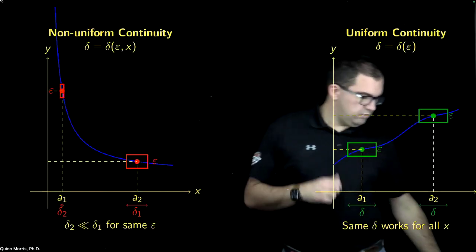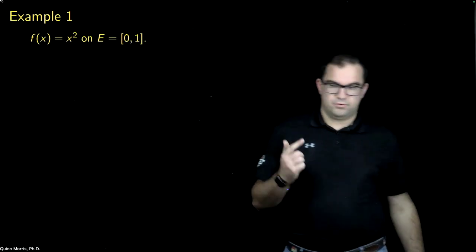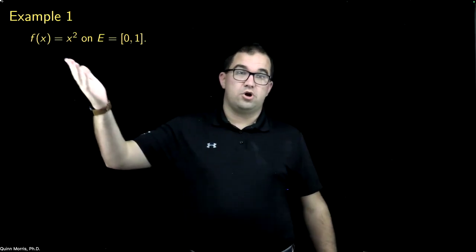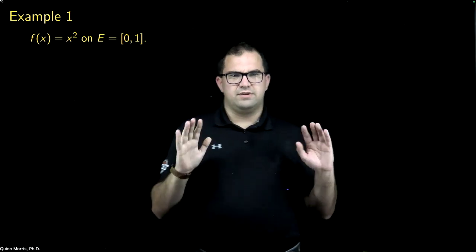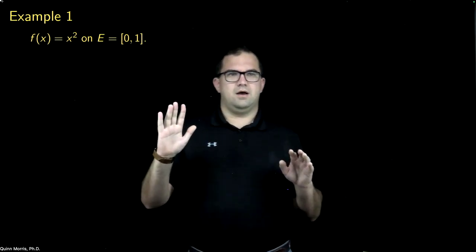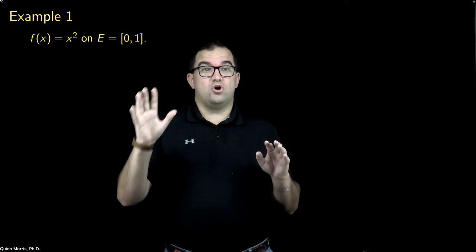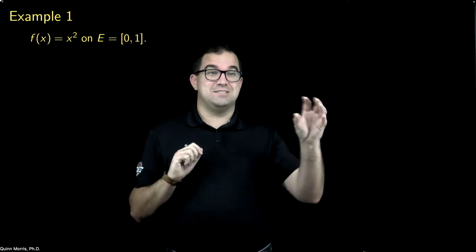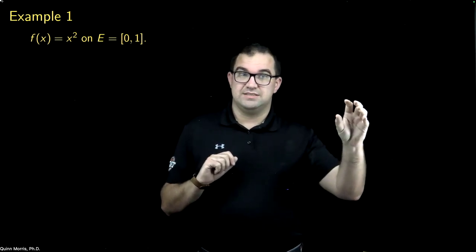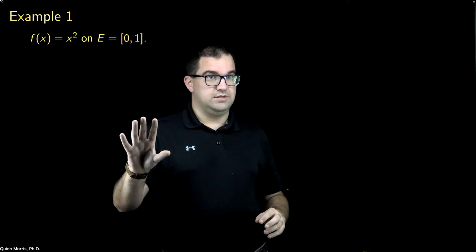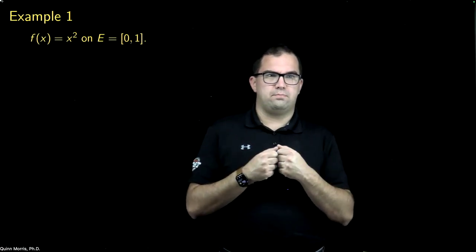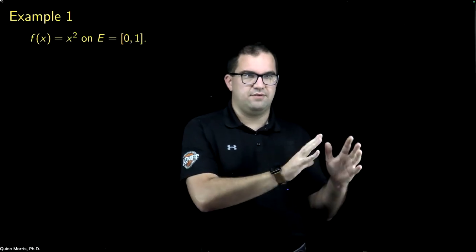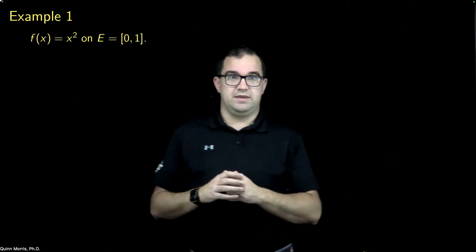All right, so let's start by looking at this for some particular examples. We're going to start with a continuous function. We probably already get the idea: uniform continuity is a stronger form of continuity. Every function that's uniformly continuous is also continuous, but not every continuous function is uniformly continuous. If you're uniformly continuous, you're definitely continuous, but not every continuous function is necessarily uniformly continuous.